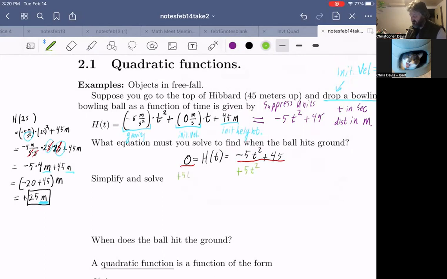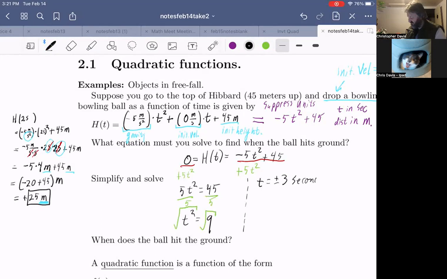Let's add 5t squared to the other side, leaving me with 5t squared equals 45. Fair enough. Let's divide both sides by 5 to get t squared on its own. T squared equals 9. We'll take the square root of both sides, and we'll end up with t equals plus or minus 3.